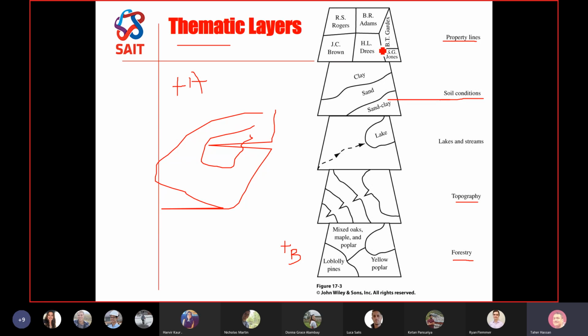I think it varies. It depends on your application. Also, even the type of the thematic layer will change depending on the application. For example, if I need to build a wind turbine, I need to look at a map where it shows me the wind intensity in one area.